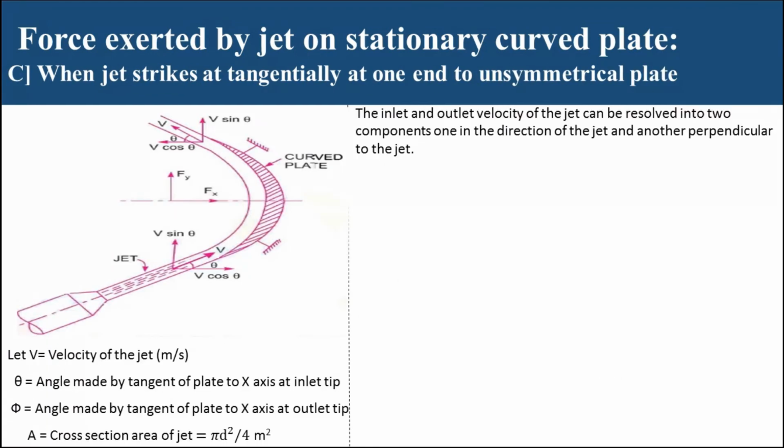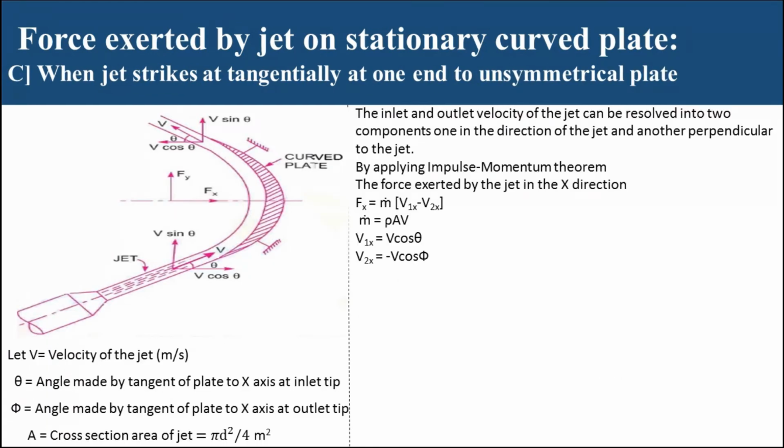So that component is minus v cos phi. Okay, so v2x is minus v cos phi. Here the negative sign indicates its direction is towards the left. Its direction is towards left, that means from right to left, so it is opposite to whatever the direction at inlet, so it is taken with a negative sign.